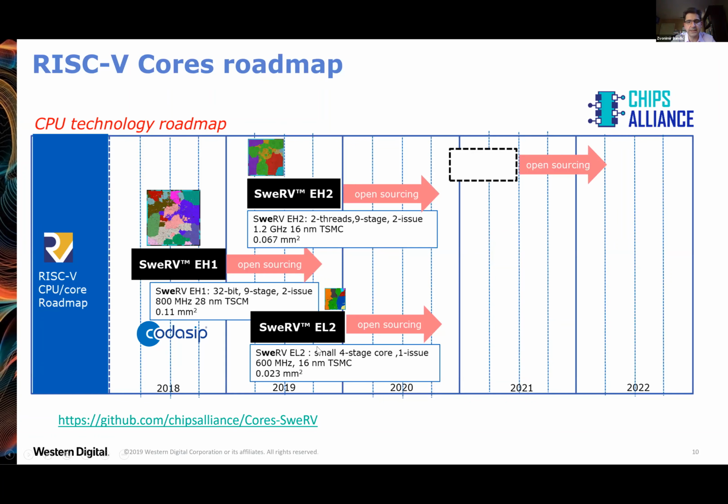And then we also released the tiny core SweRV EL2. It's a small 4-stage core, also targeting 16 nanometer TSMC, targeting different general purpose finite state machines and microcontrollers for SoCs.